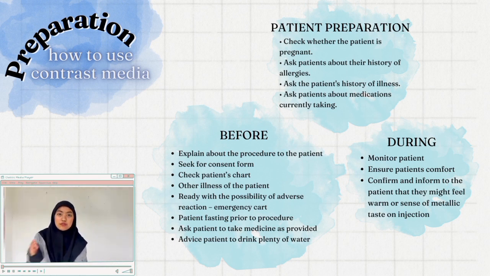And then, before starting the procedure, we need to explain the procedure to the patient and obtain a consent form from the patient. Then check the patient's card, such as baseline vital signs, allergy or hypersensitivity. Next, we need to ask about other illnesses of the patient, for example hepatic or renal disease or pregnancy. And we need to always be ready for the possibility of adverse reaction, so we need to prepare an emergency card.